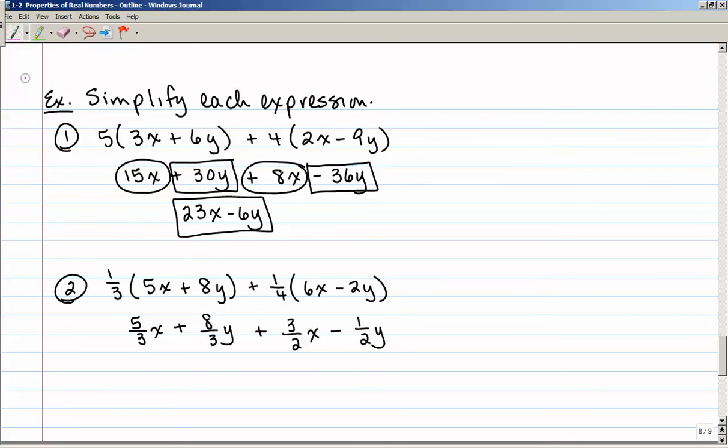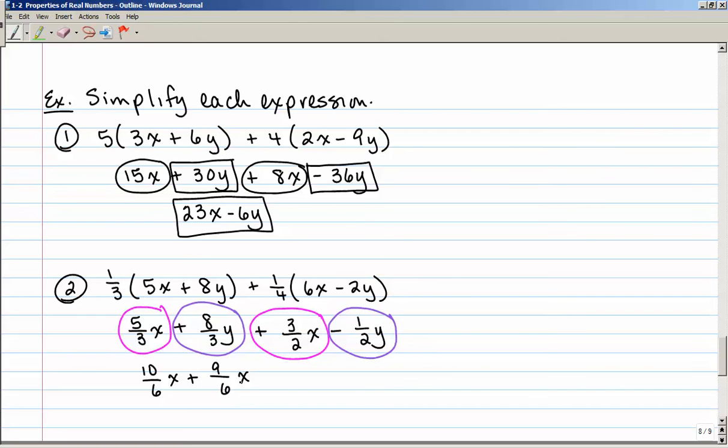Maybe I'll go ahead and do some color here. So here I have my x's, and here I have my y's. And look at this, I get to do some common denominators here. So 5/3 x and 3/2 x, my common denominator is going to be 6. So this is going to give me 10 over 6 x plus 9 over 6 x.